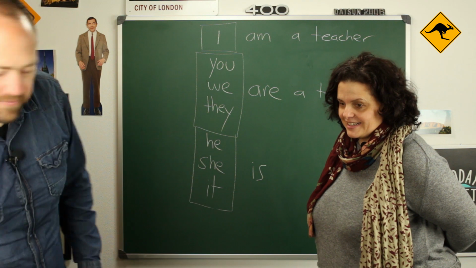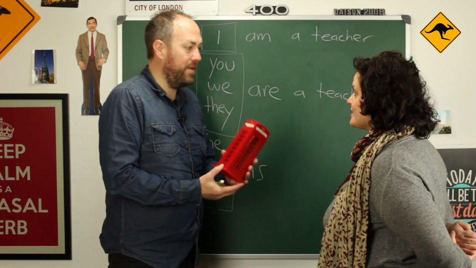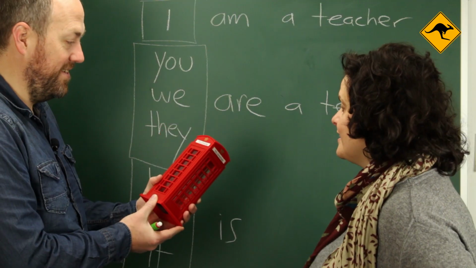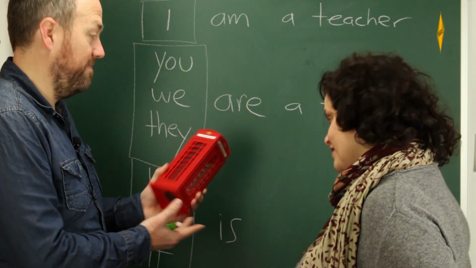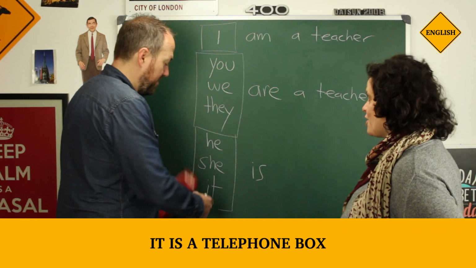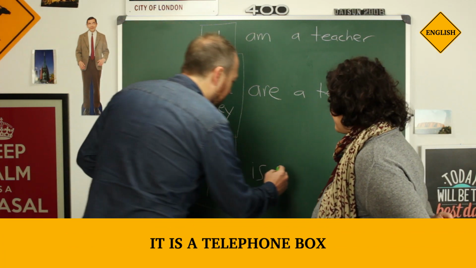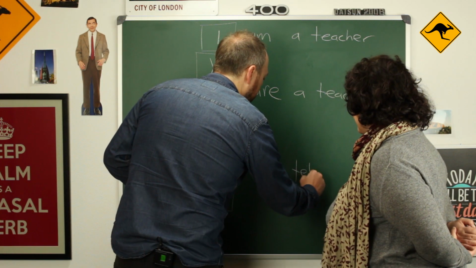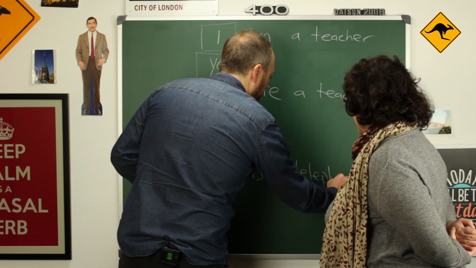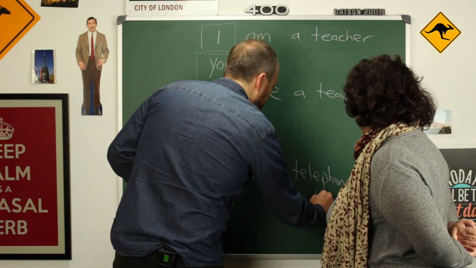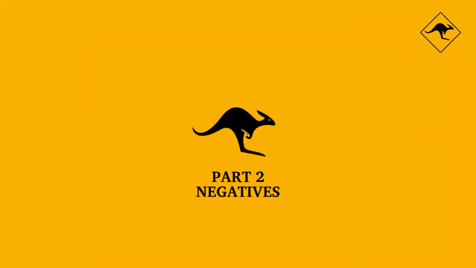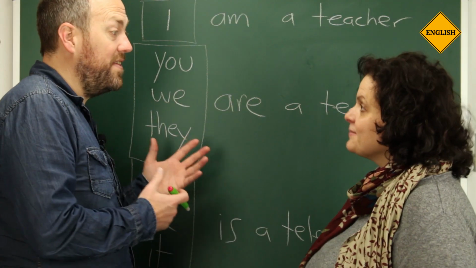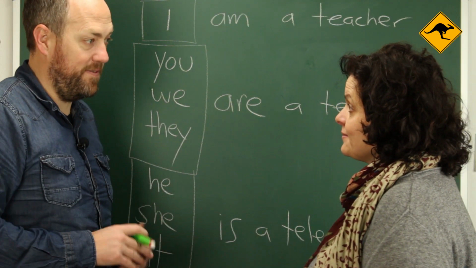What about this? It is. Telephone box. It is a telephone box. Yes, because it's an object. A telephone box. Okay, perfect. So this is easy. This is the affirmative.